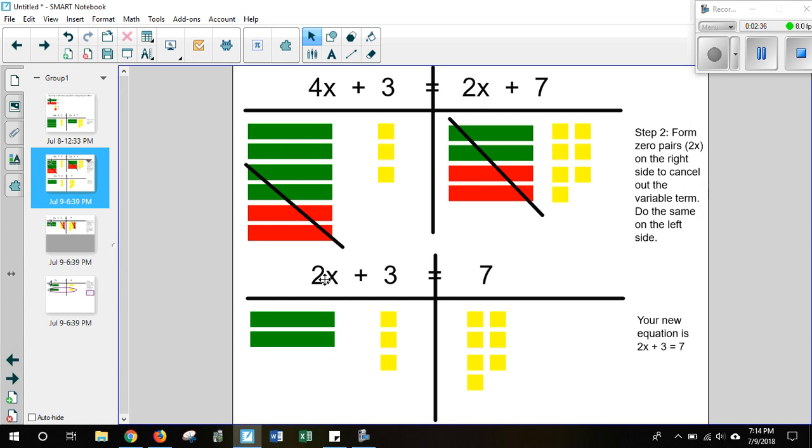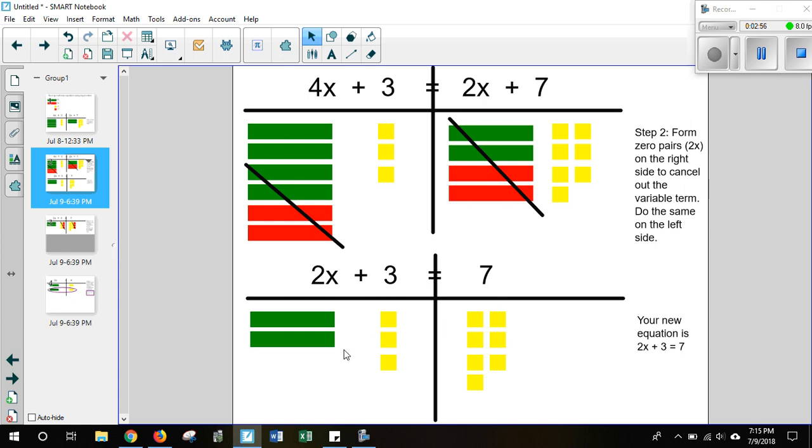So what my equation now looks like is 2x, represented with our 2 green rectangular x tiles, and I did not change my constant terms at all. It's still a plus 3 with 3 yellow squares equals 7 with 7 yellow squares. My new equation is 2x + 3 = 7.